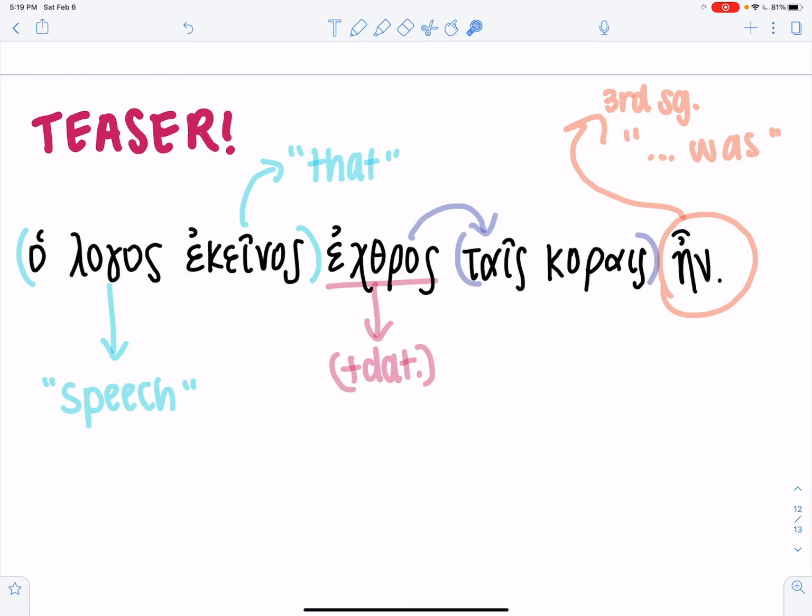So now that we have this all mapped out, let's put it all together and finish up. So, ha logos ekainos, that speech, ein, was, ekthros, hateful, to, dative, tais korais, the girls. So, that speech was hateful to the girls.